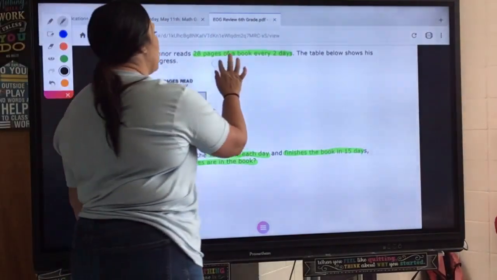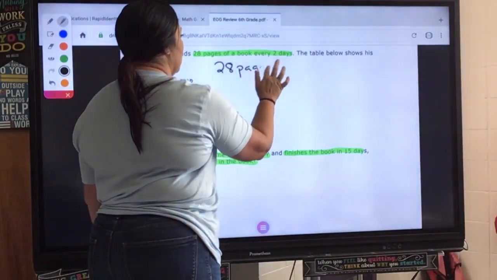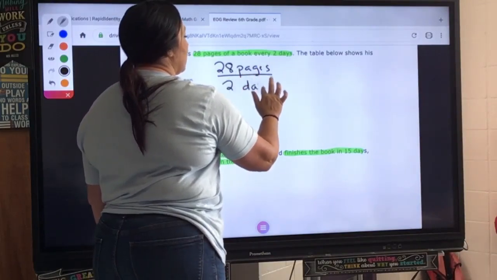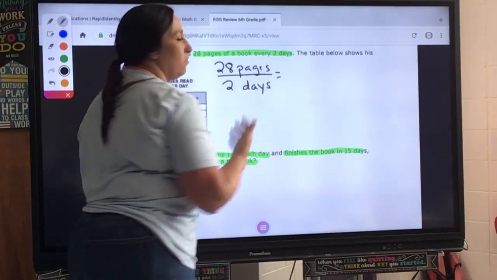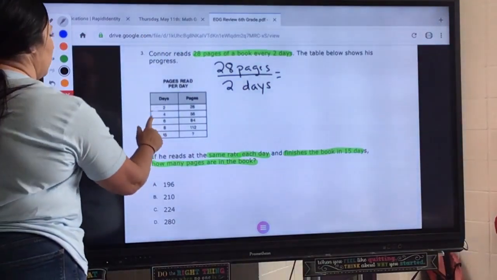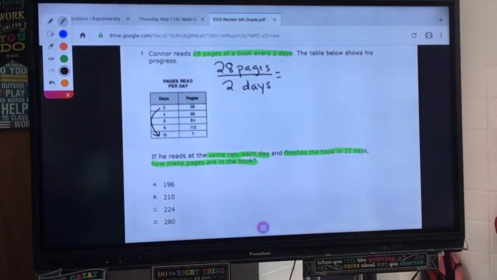So, starting with our original ratio, we have 28 pages in 2 days. There are a couple different ways you can figure this out. You can find the unit rate of how many pages he reads per 1 day. Or you can say to yourself, well, what times 2 gives me 15? It's really your preference. So what do you guys want to do?